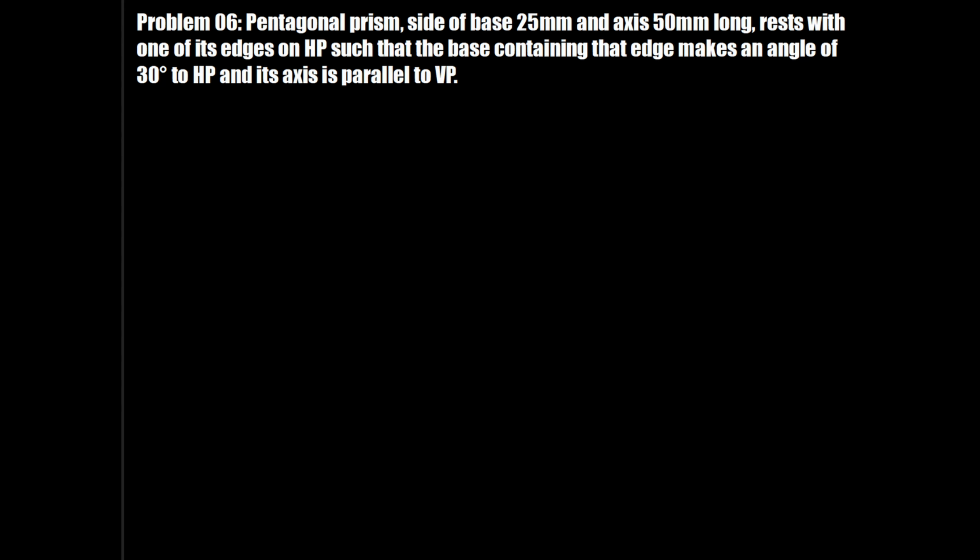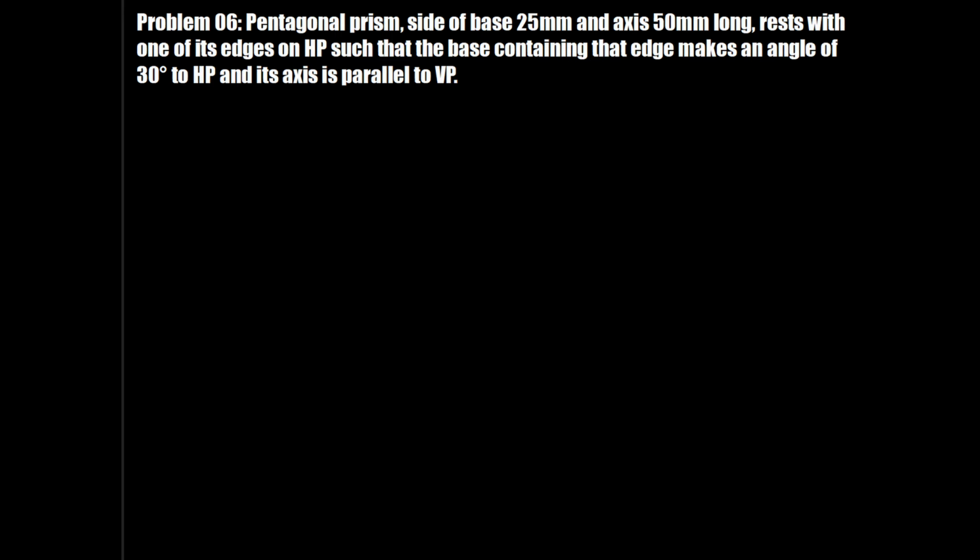It says the prism rests with one of its edges on HP. This means one edge of the prism is touching the ground. So in the final position, that edge must remain on the XY line because the XY line represents the intersection of HP and VP. The next statement says the base containing that edge makes an angle of 30 degrees with HP. This means the prism is not standing straight, it is tilted. The base surface is inclined at 30 degrees to the horizontal plane. So somewhere in our construction, we will have to rotate the prism until the base makes 30 degrees with HP.